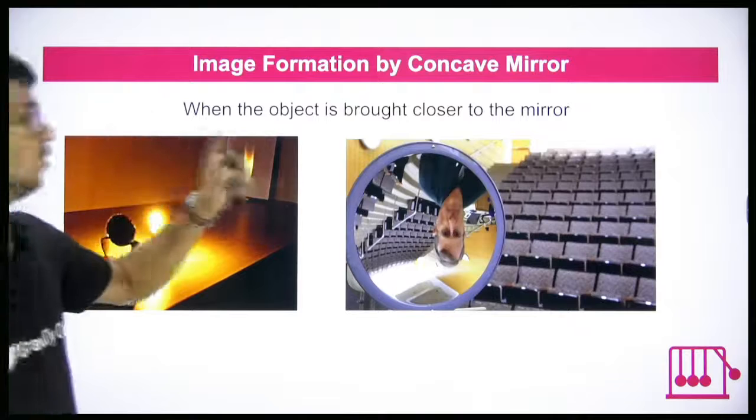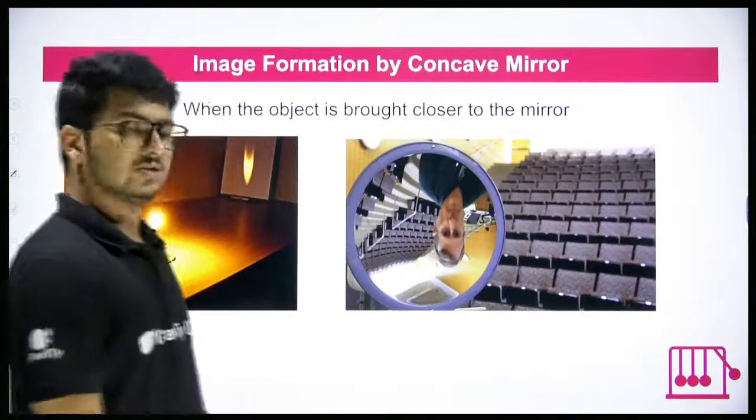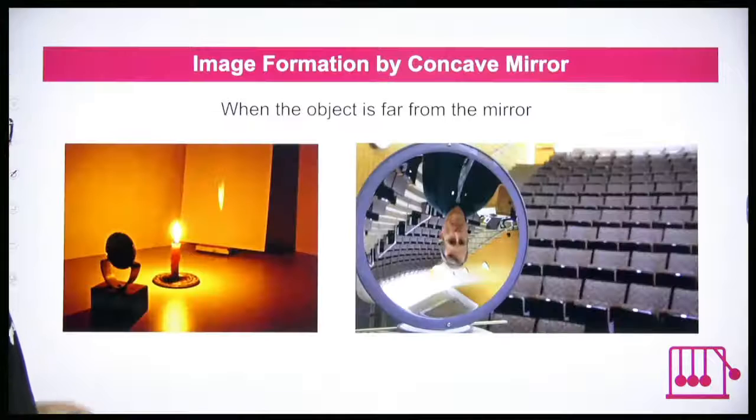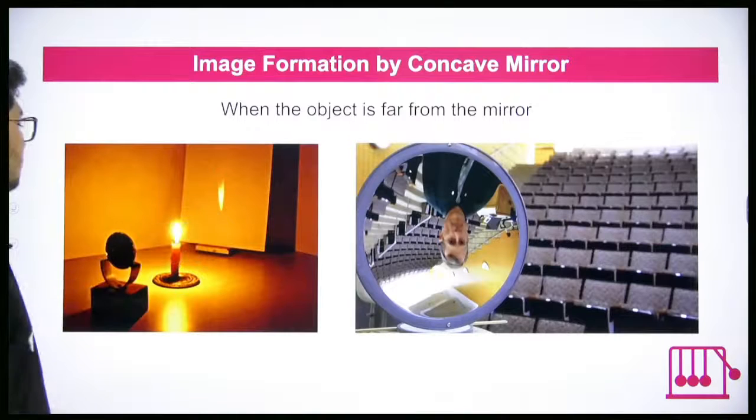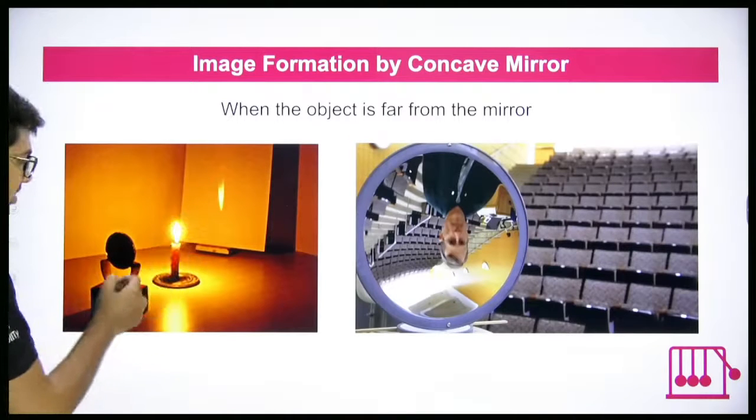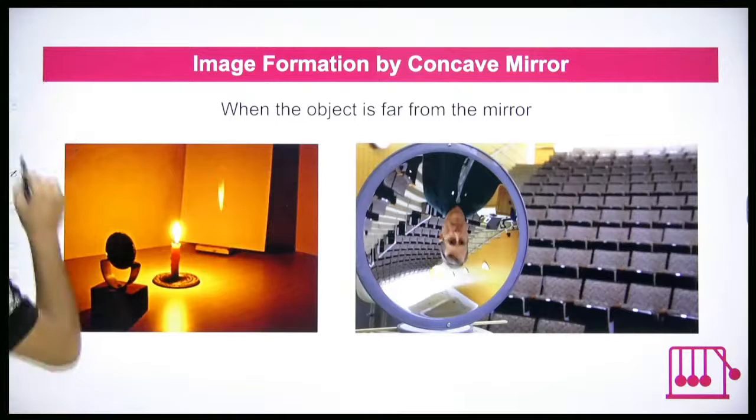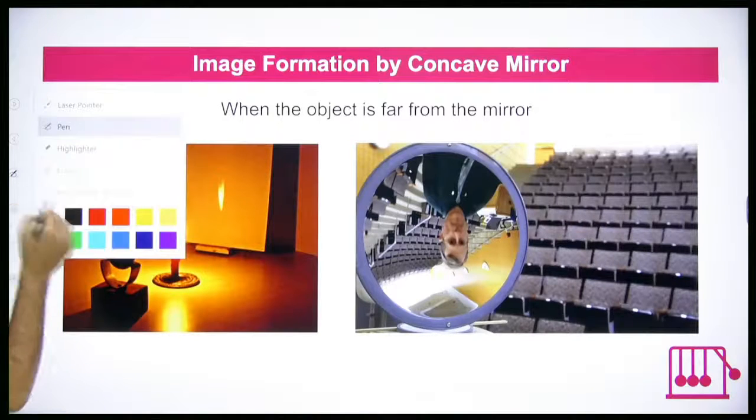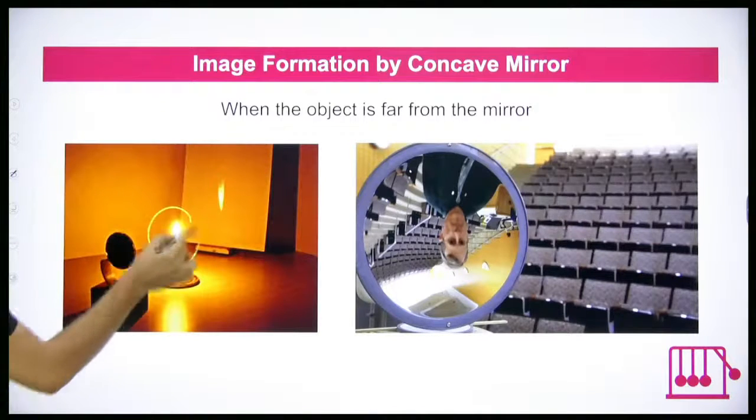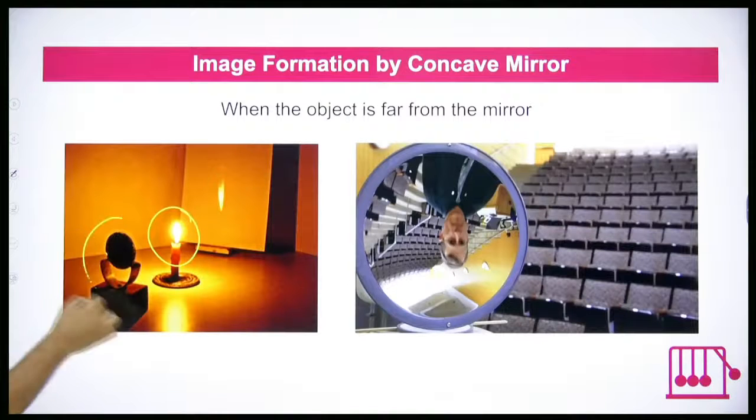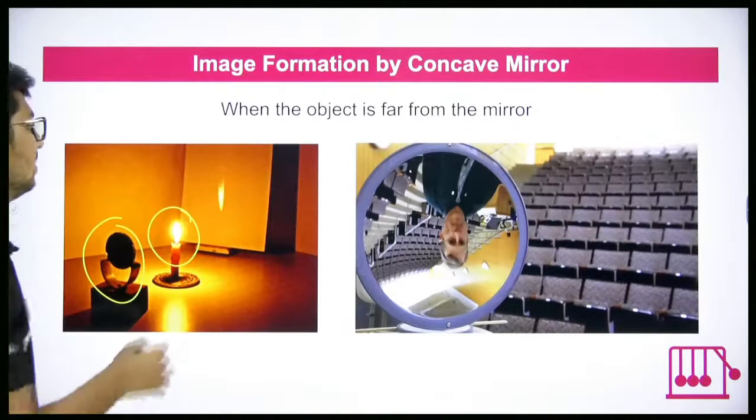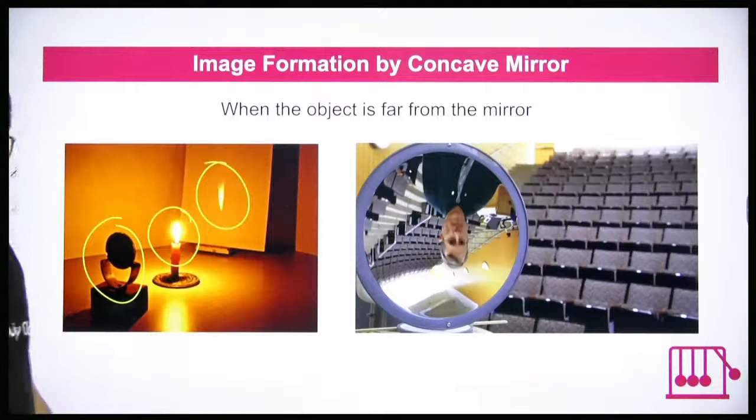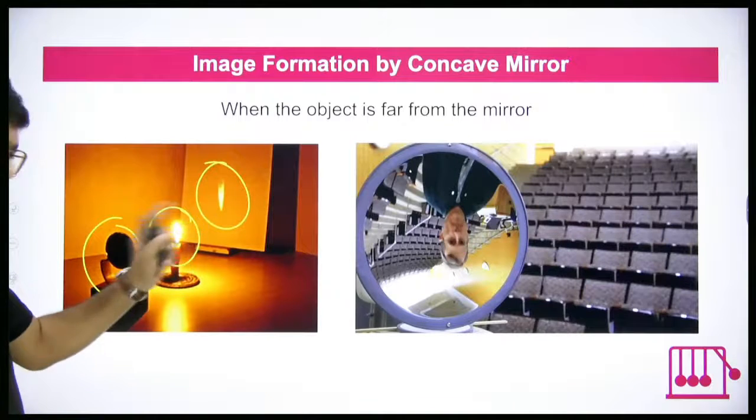When the object is brought closer to the mirror, what is the basic difference? See here, look at the size of image. The size of image, the candle distance and the mirror. In this case, just a minute. Here, this is the candle, this is the mirror. Which mirror are we using? Concave mirror. And this here is the image. Image is inverted, so real, right?